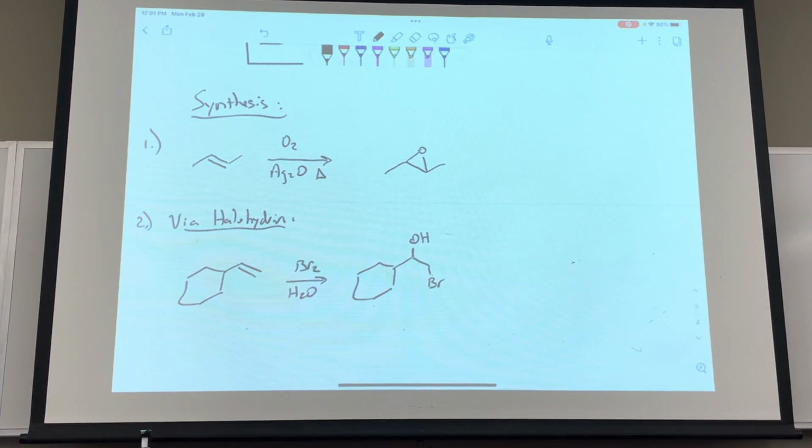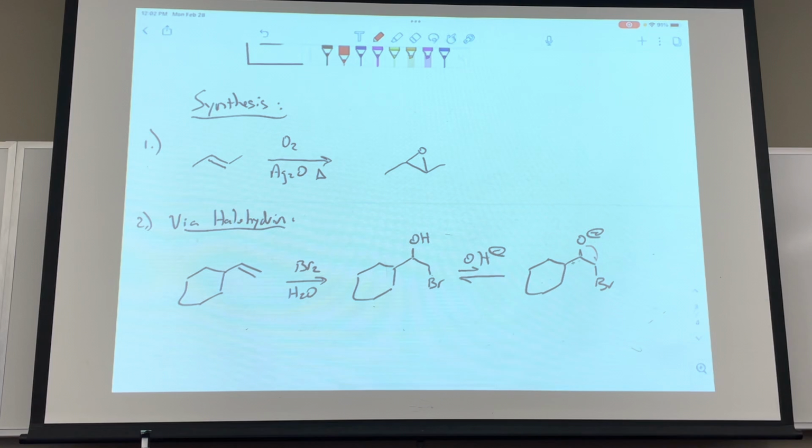The way we're going to use this to make the epoxide is you add in a little bit of base. To a certain extent, the hydroxide will deprotonate the alcohol, and then that very rapidly closes in to do that intramolecular SN2.